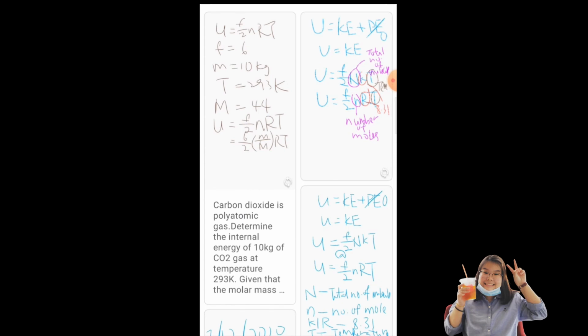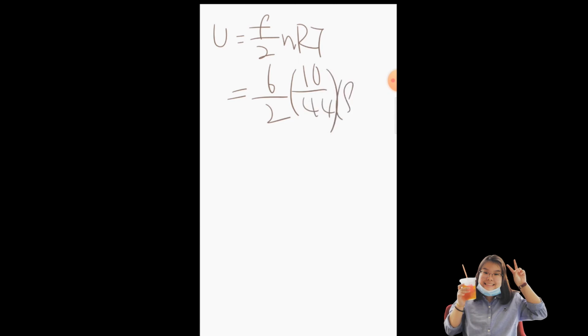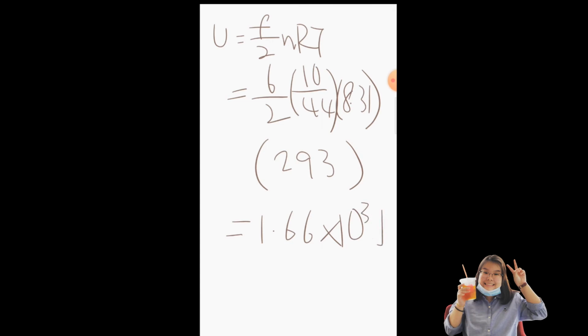So we can substitute here. U equal to F over 2 and R, 6 over 2, M 10 over 44. R is 8.31. T is equal to 293 Kelvin. So if we calculate, we can get 1.66 × 10^3 joules.